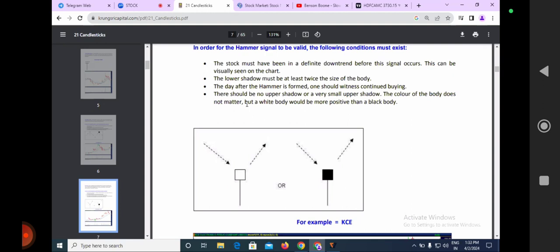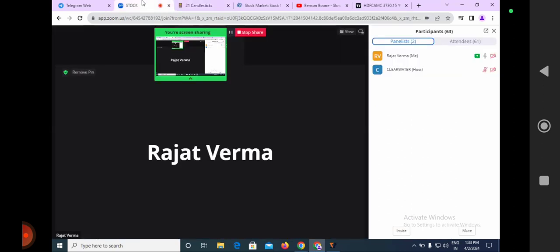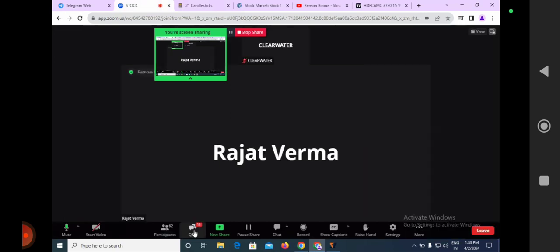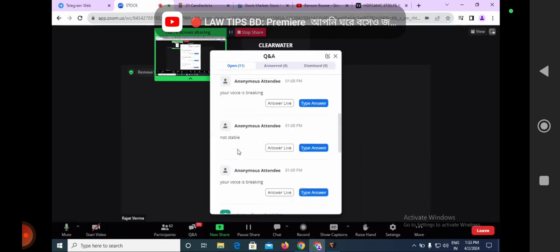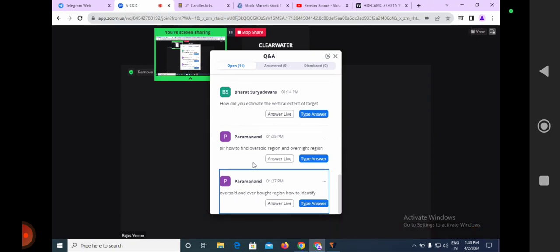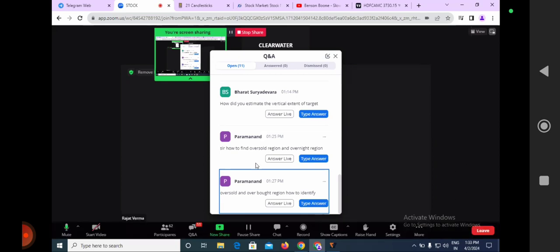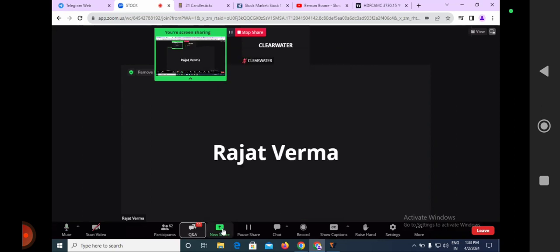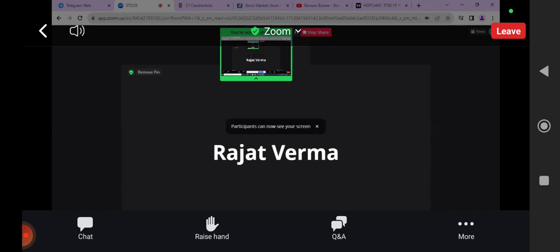Now, my dear friends, if you have any questions regarding this doji or any other candles, I can see a few questions in there. Okay, no, sir, your voice is not clear. Okay, now, my dear friends, sorry, I didn't see your comments or questions here. Just tell me whether my voice is clear right now. I hope my voice is clear.